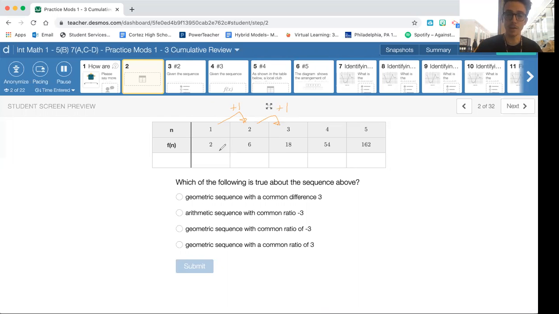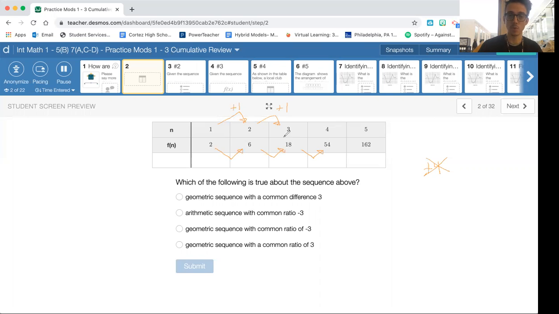Whereas for f of n, well, let's think. If it's jumping from 2 to 6, this would be adding 4, but are we adding 4 down here also? No. So we're not adding 4. So please rule that out. We're not adding 4 over and over. But how could we also go from 2 to 6? Or from 6 to 18?